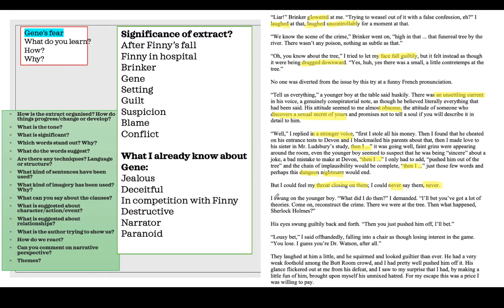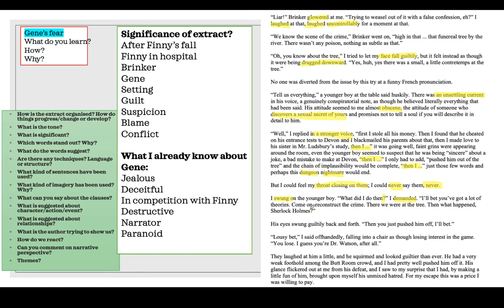And then we have this verb, "I swung," quite violent and aggressive. "I swung on the younger boy." And then we have, he asks his own question. So again, comment on any time that maybe we have a shift or a change in the extract. So he is now the one asking the questions, and it's paired with this "demanded." So he's turned on them, the situation has shifted.